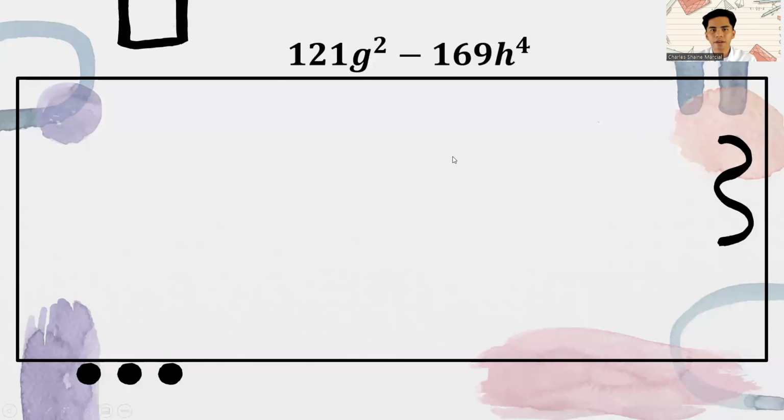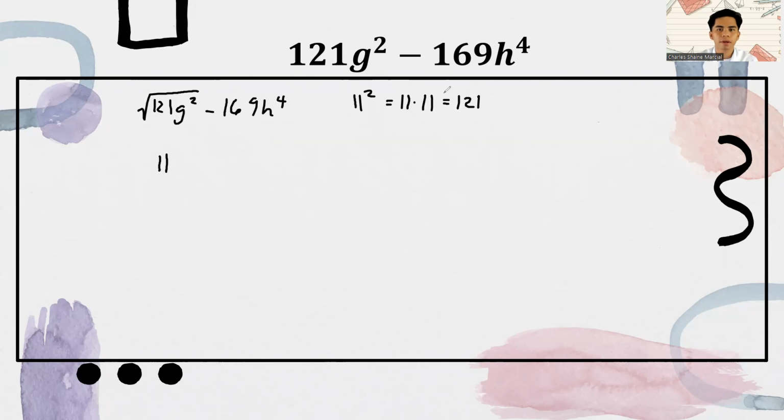Let's have another example. So we have 121g squared minus 169h raised to 4. Okay, so una ulit natin gagawin, we will find the square root of those two terms. So the square root of 121g squared, what is the square root of 121? And that is equal to 11. Bakit? 11 squared is just equal to 11 times 11, and that is equal to 121.